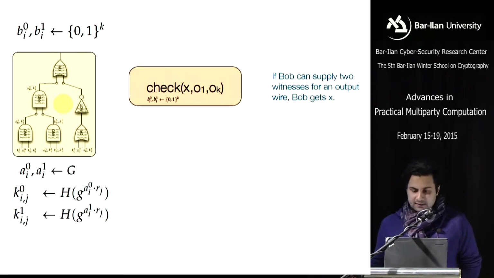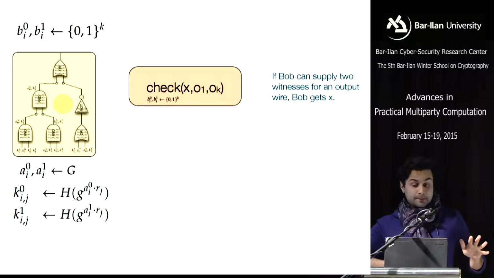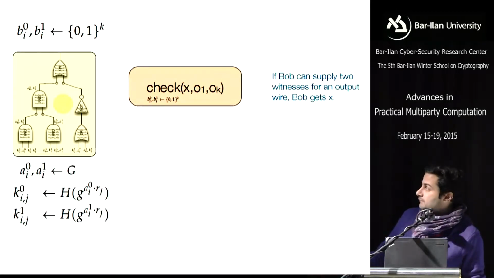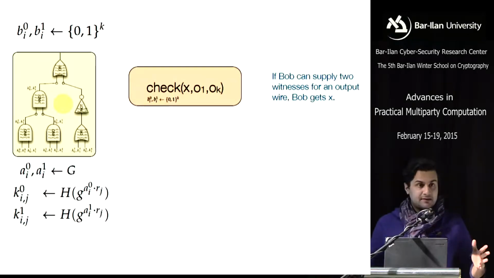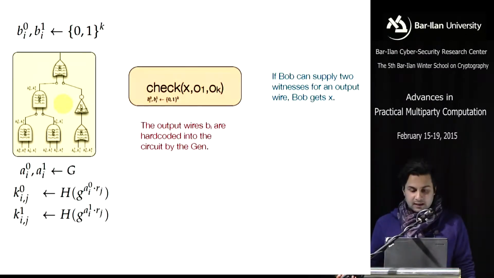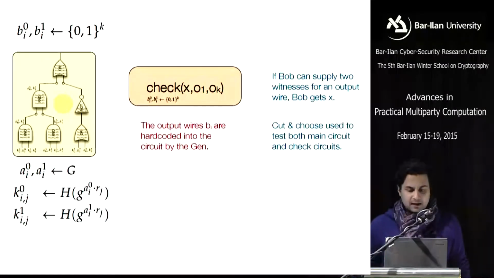Okay? And so the circuit logic is going to be very simple. If Bob can supply two of these witnesses, so if Bob is able to give both B0 and B1 for this ith output wire, then the output of the circuit is going to be X. And of course the circuit can have the B's hard-coded, so it's just a very simple check right there.